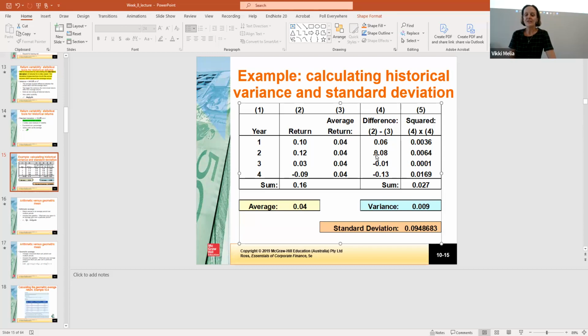In year 2, the difference was 0.08. So put that in the calculator to the power of 2, and you get 0.0064. In year 3, our difference was minus 0.01. Put that in the calculator to the power of 2, and you get 0.0001. And the last one, minus 0.13 to the power of 2 is 0.0169.